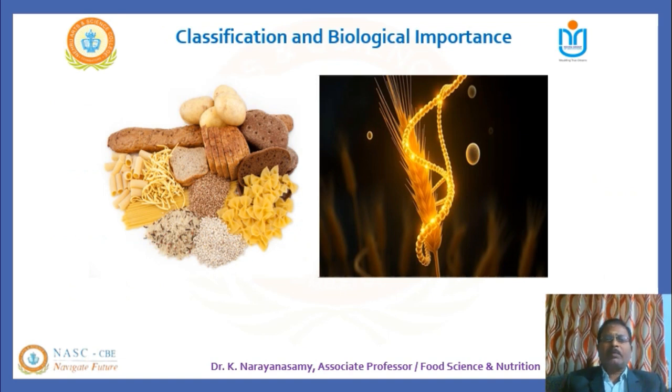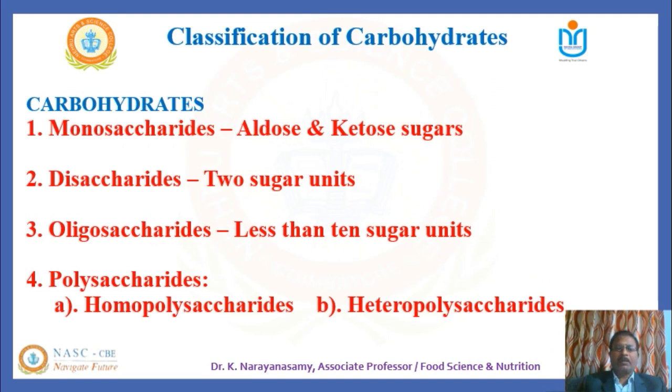Here you can see some of the carbohydrate food resources, and now we can see the classification and the biological importance of carbohydrates. Classification of carbohydrates. They are classified into 4 different categories. First one, monosaccharides. Second one, disaccharides. Third one, oligosaccharides and polysaccharides.